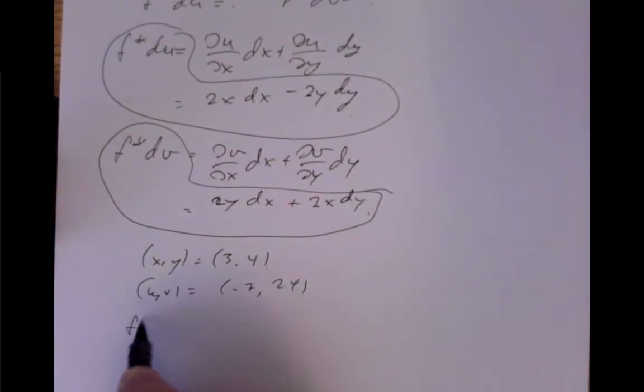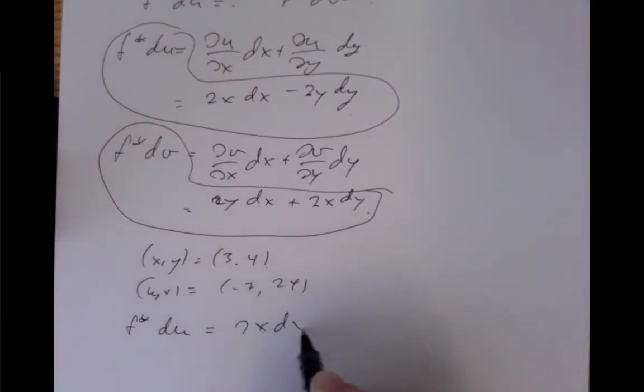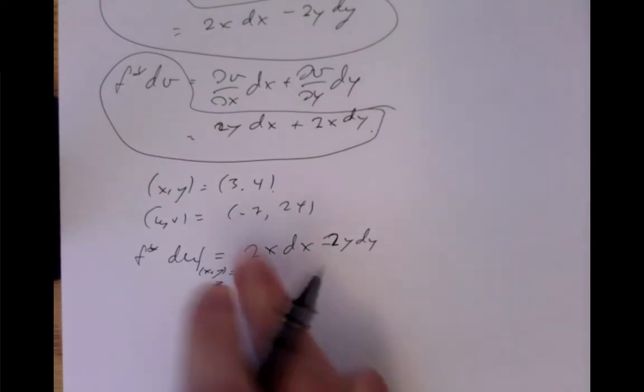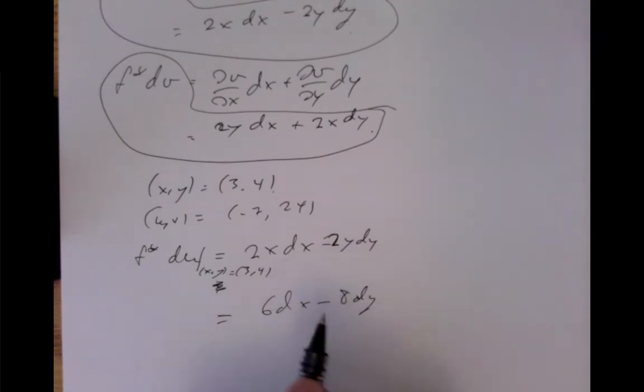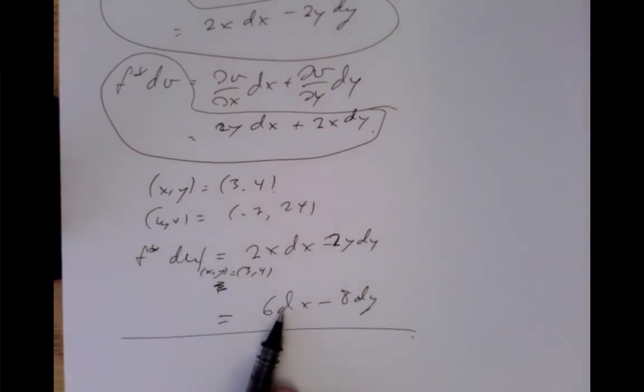And then what we're going to do is we're going to say f star of du is 2x dx minus 2y dy. And this will be at the point (x, y) = (3, 4). At that point, we're going to plug in 2x dx minus 2y dy. 2x is 6, so 6 dx, minus 2y is minus 8 dy. Okay, so that's the answer, I hope, if I've done all the arithmetic correctly. So that shows you how you actually can very explicitly calculate these things with real actual variables for real maps.